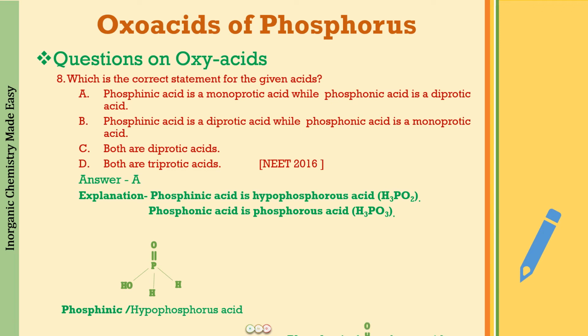All right. And then we have phosphonic acid, that is phosphorus acid. Here we have two OH groups. So two OH groups means two H ions can be released. Therefore, this is going to be diprotic. What we mean by monoprotic and diprotic is just like being monobasic and dibasic.